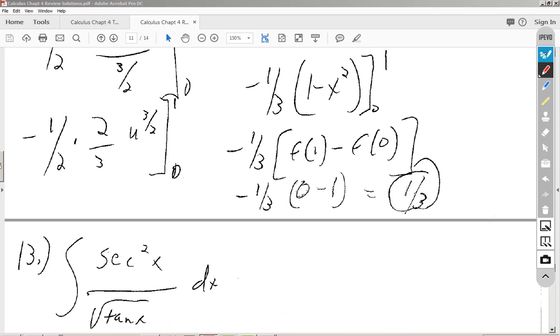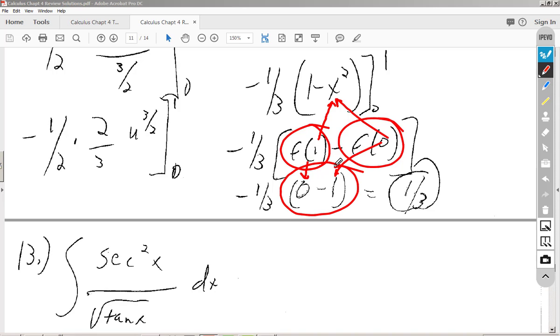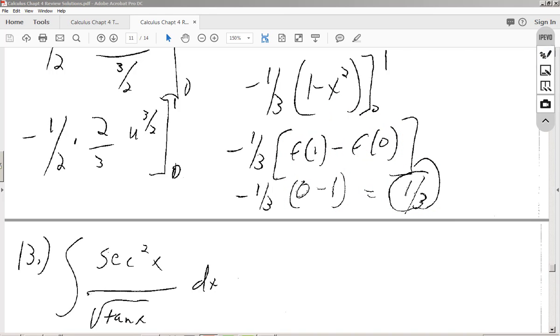So now I've got to find f of 1 minus f of 0. So now substituting in this 1, here's my f of 1 right here. So 1 squared is 1. 1 minus 1 is going to be 0. Now substituting in 0, that's going to give me a value of 1. So now I have 0 minus 1, and 0 minus 1 is going to be negative 1. And so negative 1 times negative 1/3 is going to be that positive 1/3. And that will be your answer to that integral.